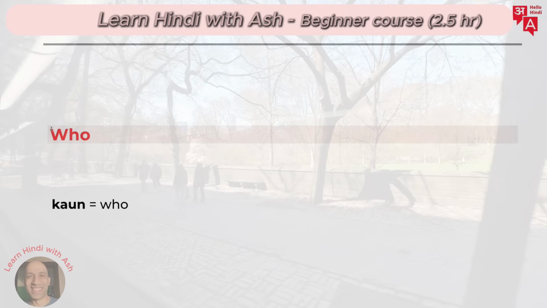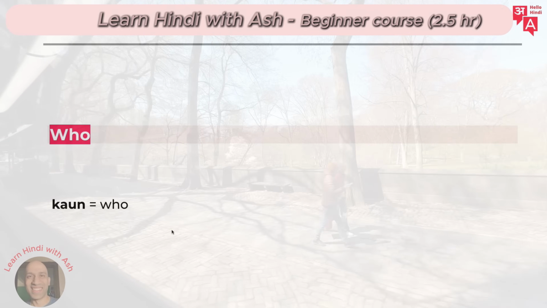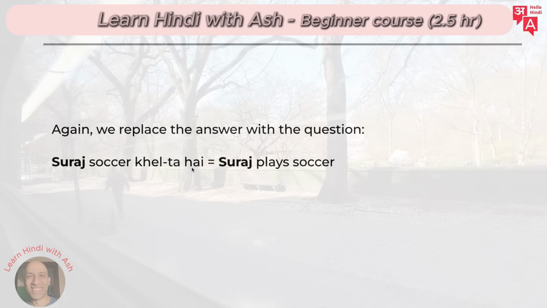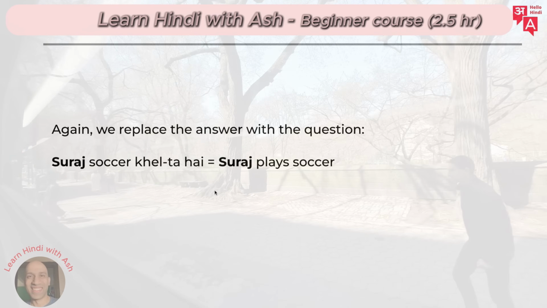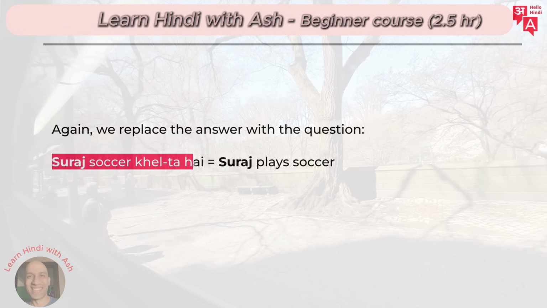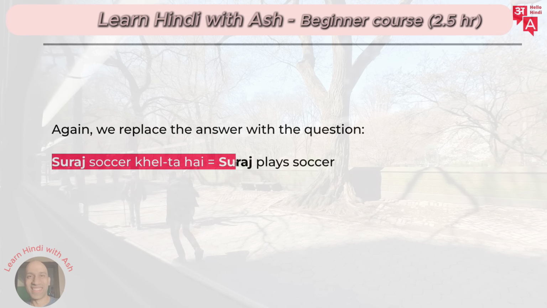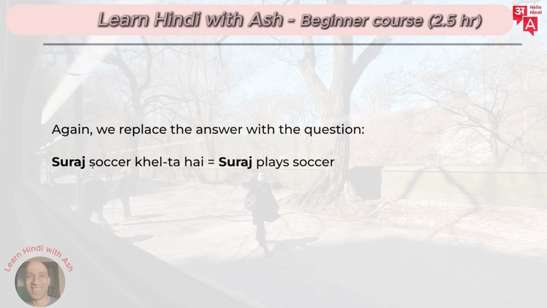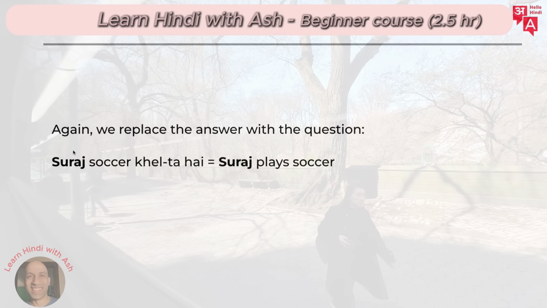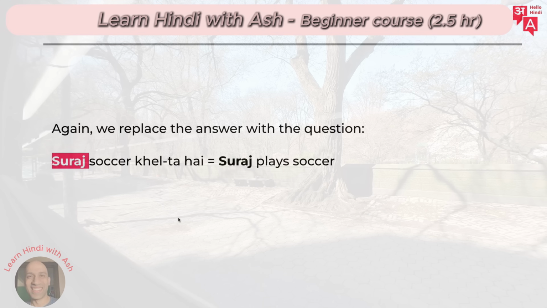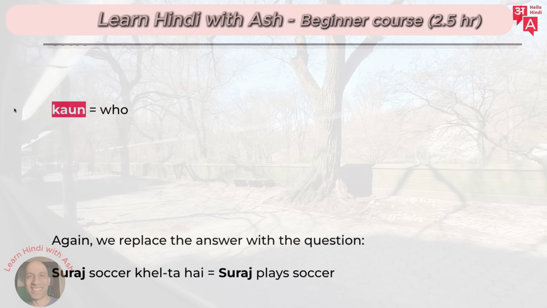Okay. Let's go to who. How can you say who? The sixth question word is kaun. Again, we replace the answer with the question word like we've discussed. So Suraj soccer khelta hai. Khel means to play, right? So Suraj plays soccer, and then you're going to replace Suraj. Then you replace Suraj with the question word kaun.